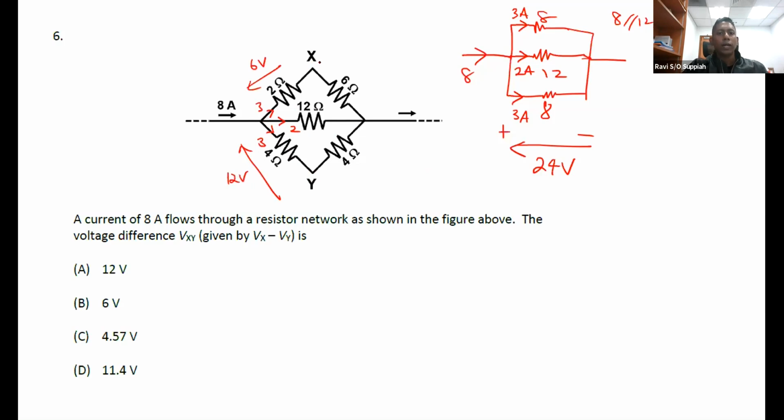So what is the voltage remaining at this point? Since the total across the branch is 24 volts, if 6 volts drop here, left here is 18 volts. If 12 volts drop here, left here is 12 volts. So the difference between X and Y is 6 volts. So the answer here is B, 6 volts.